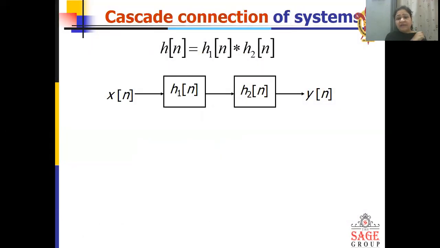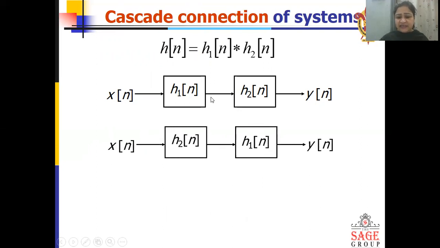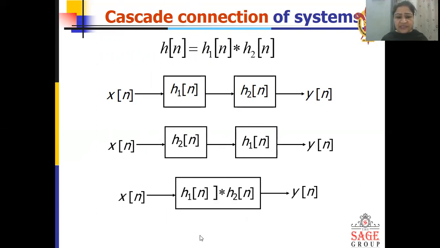Now again, if I consider a cascade connection of systems, say xn is given to one system h1n and the output is given to the second system with unit impulse response h2n, then we will get the final output yn. If these two systems are in cascade, we can represent them with a single discrete time system whose unit impulse response is the convolution of the respective unit impulse responses h1n and h2n.